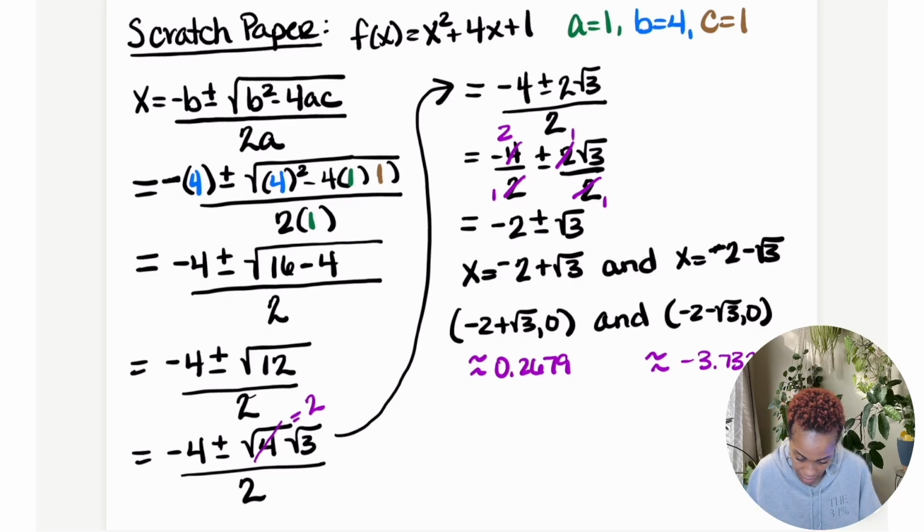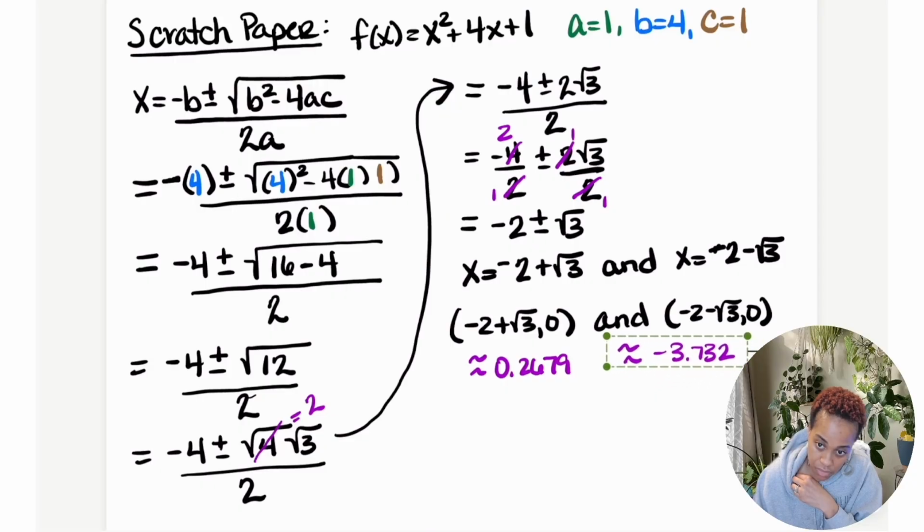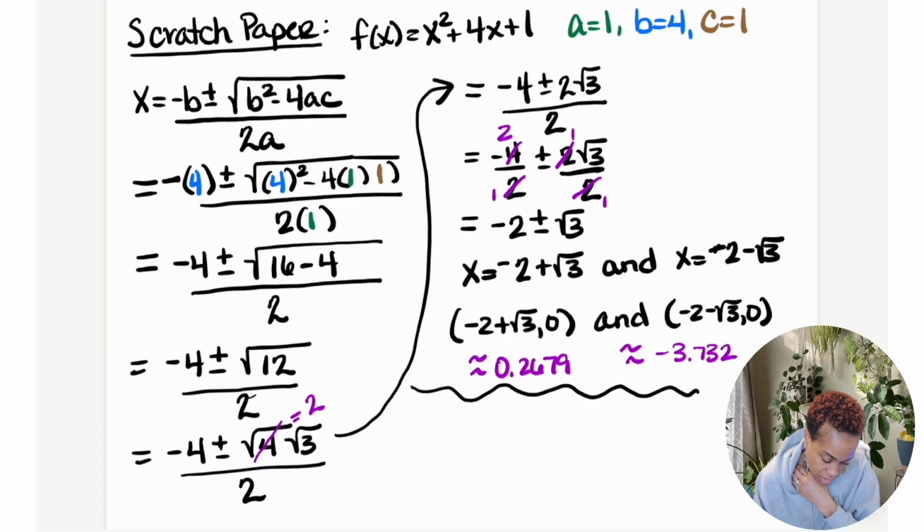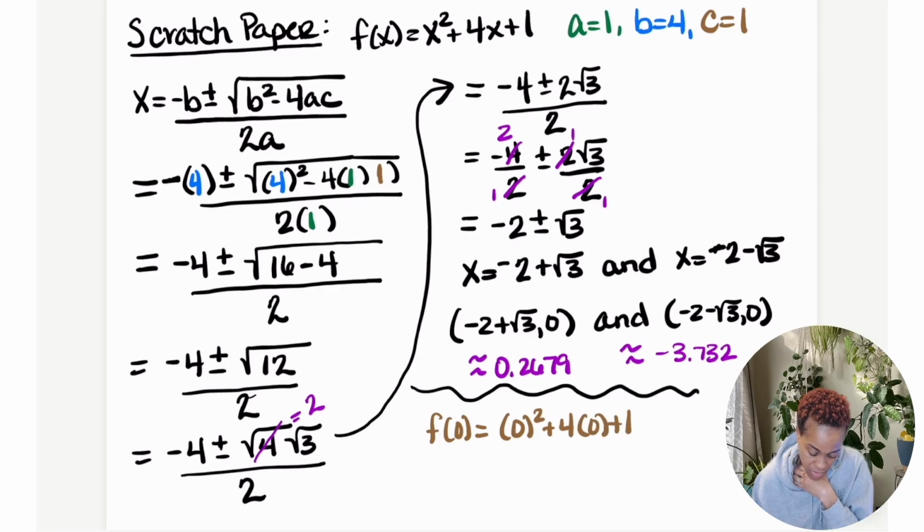Okay. And then the y-intercept. When you find the y-intercept, you set x equal to 0. So watch. If you're looking for f of 0, that's going to be 0 squared plus 4 times 0 plus 1. 0 plus 0 plus 1. That's just 1. So when x is 0, y is 1.